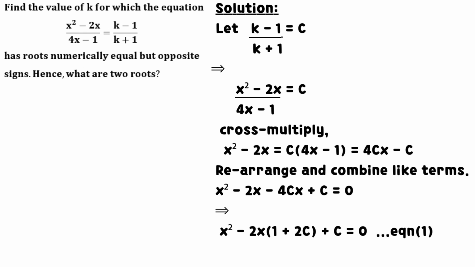Cross-multiply to obtain an equation shown on the screen. Then, rearrange and combine like terms. Simplify so that x squared minus 2 times the product of x and the sum of 1 and 2c, plus c, equals 0. We call it equation 1.